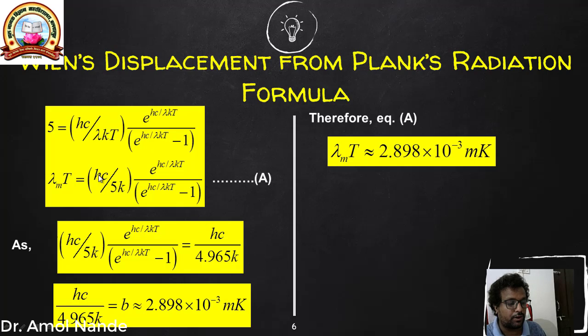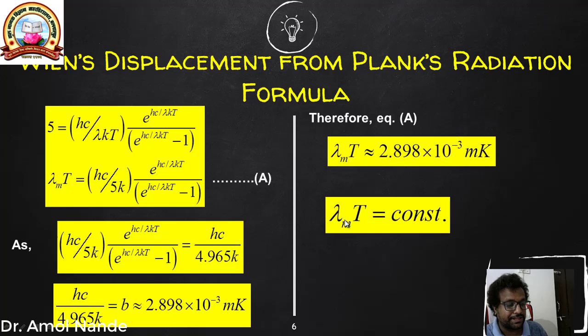What we did, let's go back and check one more time. We just considered the first right hand side term, and we tried to solve them for the required conditions. So after solving all these terms, we are left with the right hand side nearly equal to 2.898 into 10 to the power minus 3 meter kelvin, which is a constant number. So we can say that lambda m times t is equal to constant. It is independent of temperature and independent of wavelength.